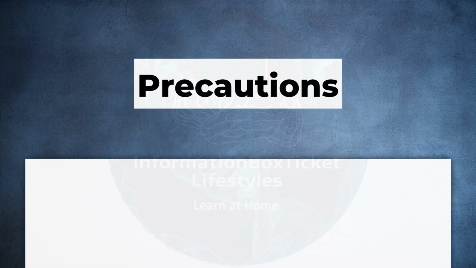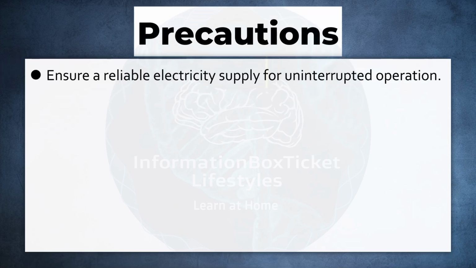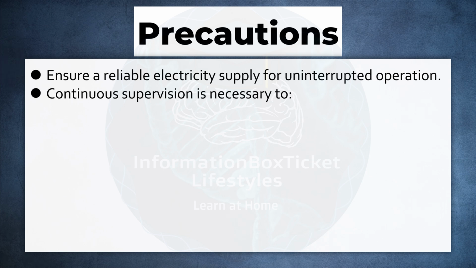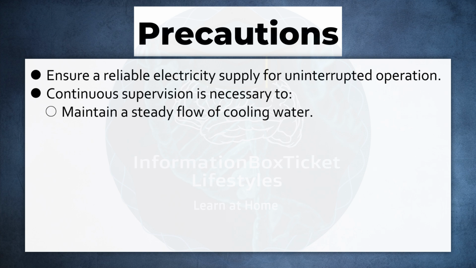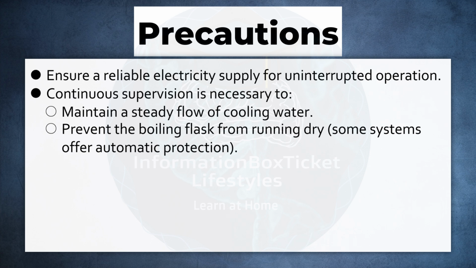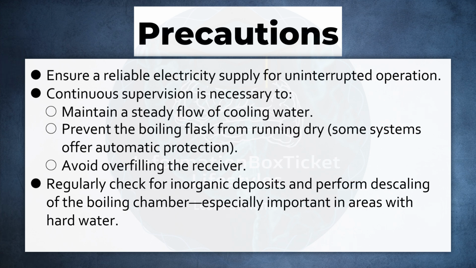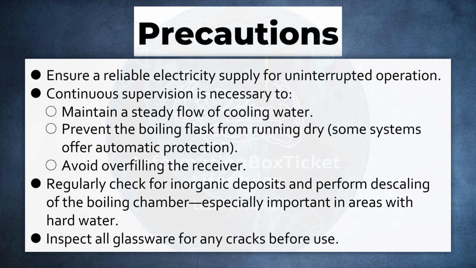Precautions. Ensure a reliable electricity supply for uninterrupted operation. Continuous supervision is necessary to maintain a steady flow of cooling water and prevent the boiling flask from running dry. Some systems offer automatic protection. Avoid overfilling the receiver. Regularly check for inorganic deposits and perform descaling of the boiling chamber, especially important in areas with hard water. Inspect all glassware for any cracks before use.